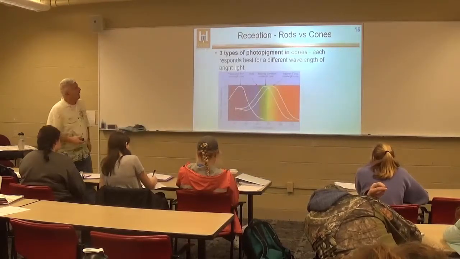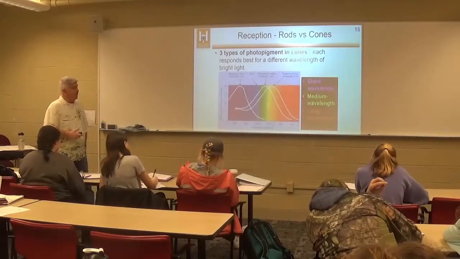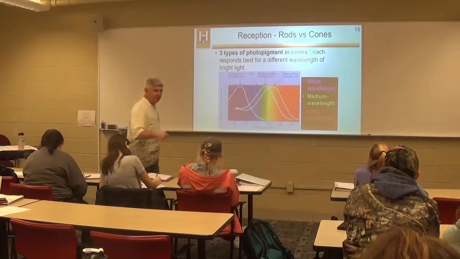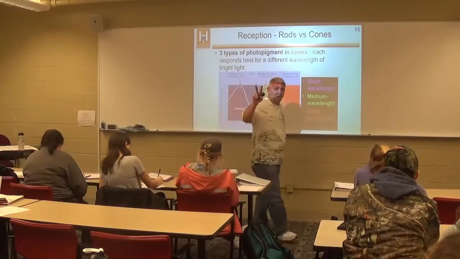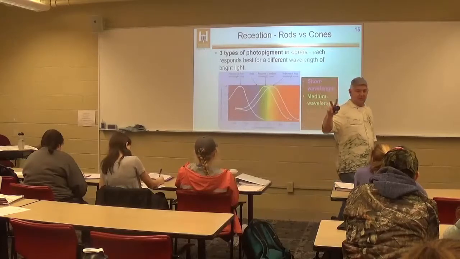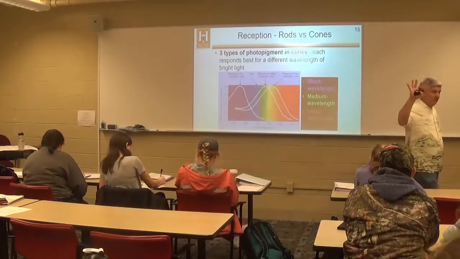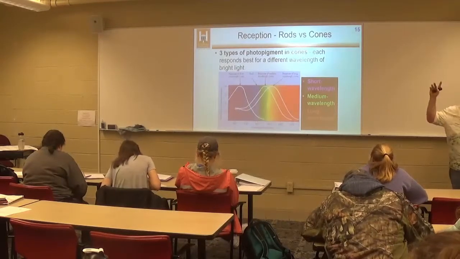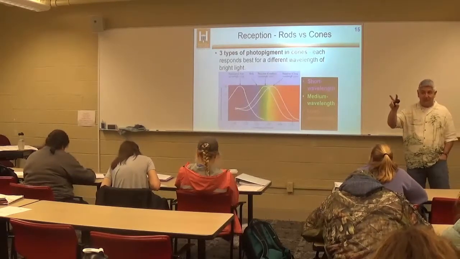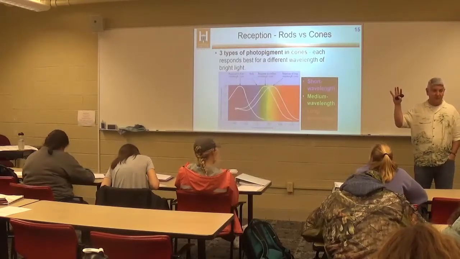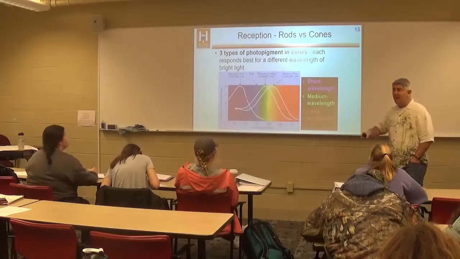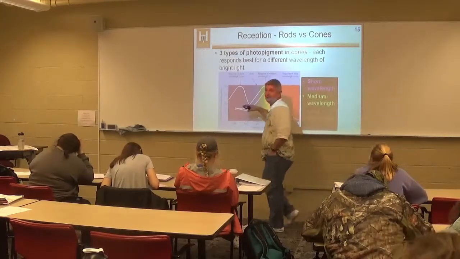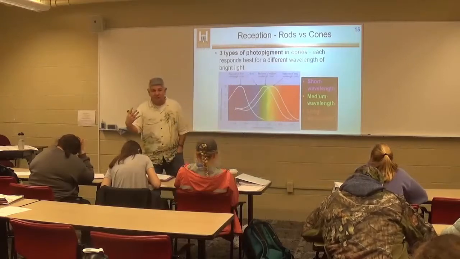Hopefully we get there. There are 3 types of photopigments in the cones. So how many receptors are there for the visual system? 2, rods and cones. How many types of photopigment are there? 4. 1 for rods, 3 for cones. So there's not 4 receptors. There's 2 receptors, rods and cones, but there's 4 different photopigments. Rhodopsin for rods, and then 3 different ones that make the cones essentially into 3 populations of receptors.